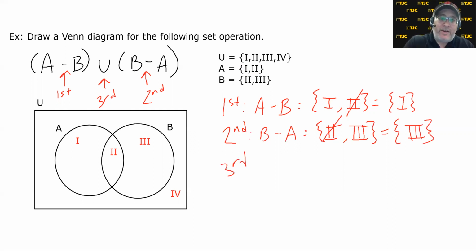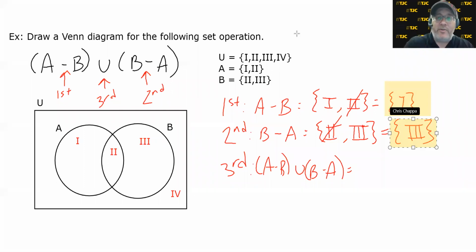And then for our third and final step, we're going to take the union of the previous 2 results. Union of A minus B and B minus A. Well, that's pretty easy because all union says we have to do is join these 2 sets together. And if we join them together, we get regions 1 and 3.